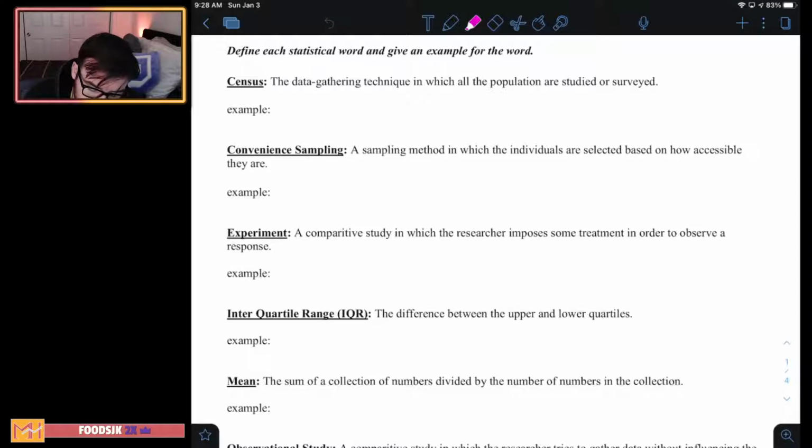The data gathering, so a census is the data gathering technique in which all of the population is studied or surveyed. So, for example, the U.S. Census, right? The government tries to hit every single person in the United States, they're getting all of the population, the U.S. Census. That's an example.